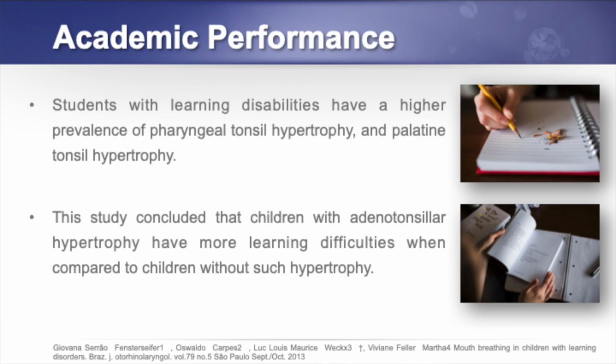Students with learning disabilities have a higher prevalence of pharyngeal tonsil hypertrophy and palatine tonsil hypertrophy. They have enlarged adenoids, they have inflamed tonsils, and this is impacting their breathing during sleep. So it's no coincidence: a child who is not breathing well during sleep is not going to have a good night's sleep. They don't achieve a deep sleep. They've got a restless sleep.